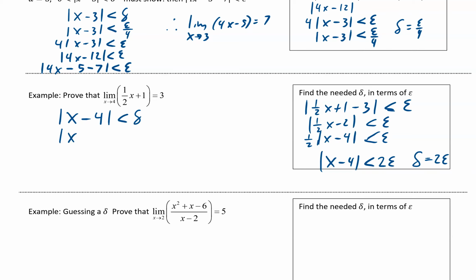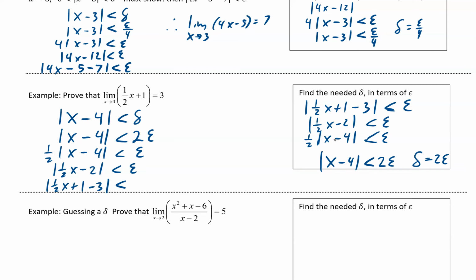So coming back over here, |x - 4| < 2 epsilon. And then we just, again, rewrite everything in reverse. So this would become 1/2. So it's a nice little trick, right? |1/2 x - 2|. And then |1/2 x + 1 - 3|. You don't have to even think. It's like your proof is just being copied. So this is the reverse of your proof. And so you just recopy it.